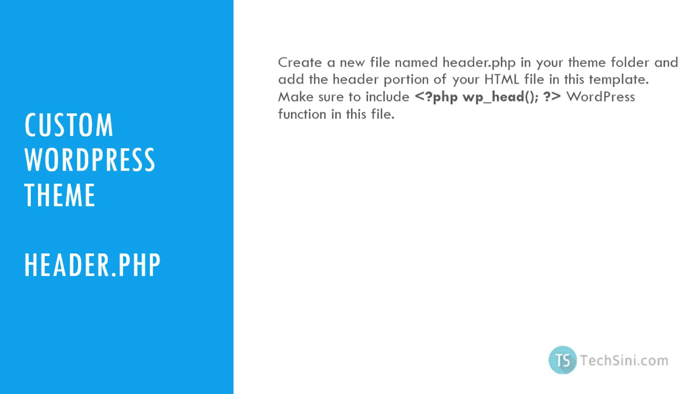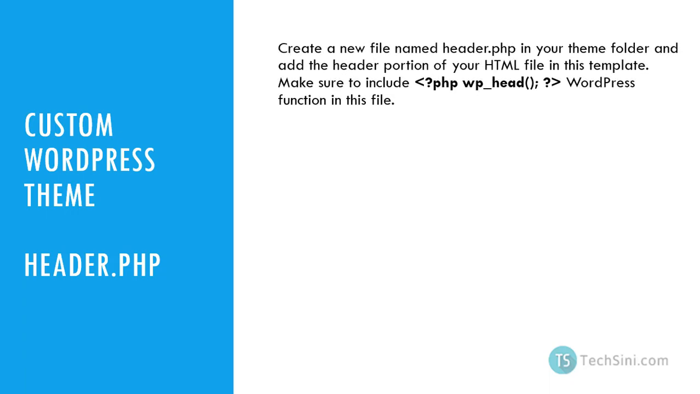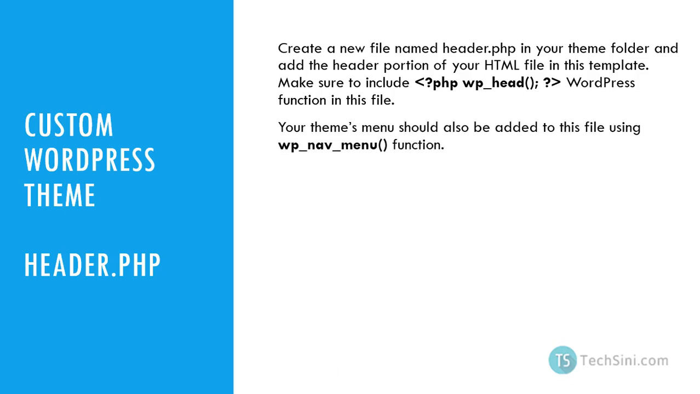Header.php. Create a new file named header.php in your theme folder and add the header portion of your HTML file in this template. Make sure to include the wp_head WordPress function in this file. Your theme's menu should also be added to this file using the wp_nav_menu function. Here is the code reference for the wp_nav_menu function.